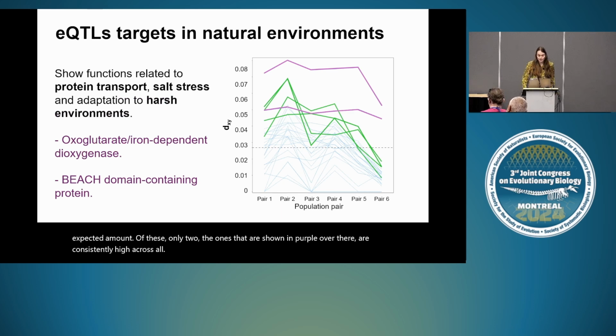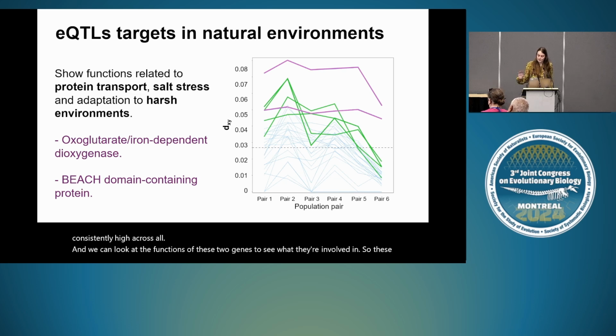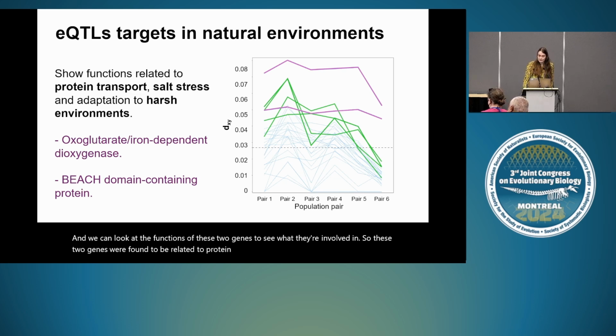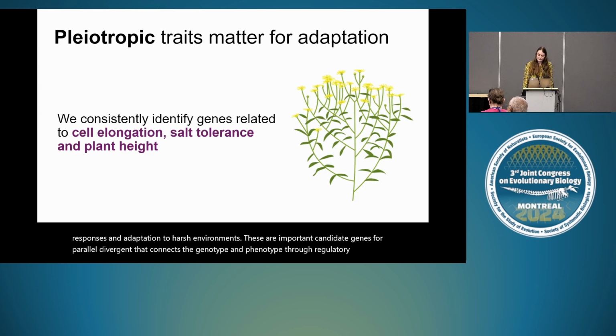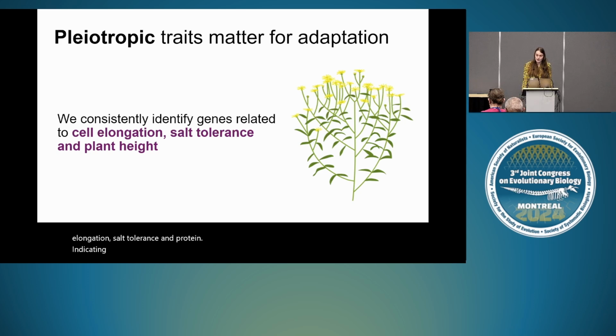And we can look at the functions of these 2 genes to see what they're involved in. So these 2 genes were found to be related to protein transport throughout the plants, salt stress responses, and adaptation to harsh environments. These are important candidate genes for parallel divergence that connects the genotype and phenotype through regulatory patterns. So we're consistently finding potential candidate genes related to other traits, like cell elongation, salt tolerance, and protein transport, indicating that these genes may be pleiotropic and involved in other traits.